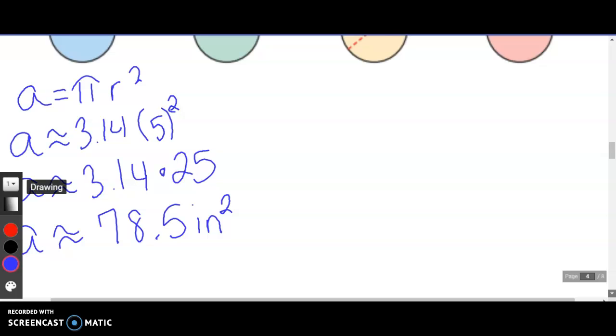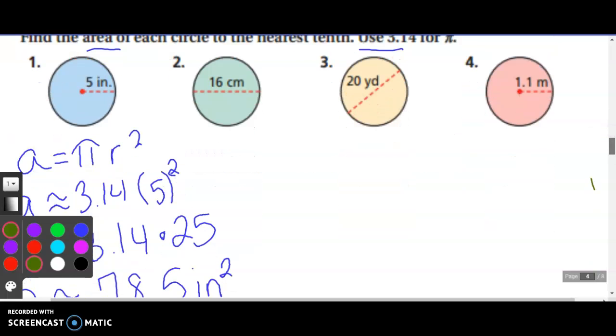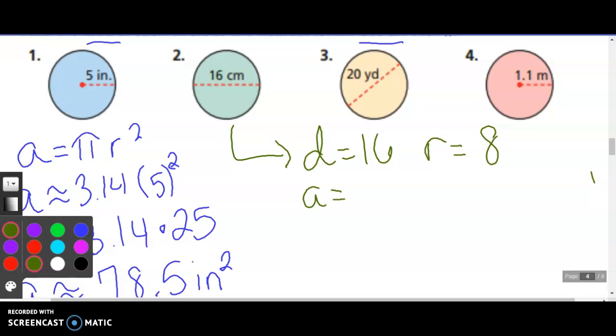Okay? All right, I'm going to pick a different color to do the next problem. The next problem. Here, we are given the diameter. So the first thing we're going to do here is, if the diameter equals 16, then the radius equals 8. Now I write my formula. Area equals pi r squared.